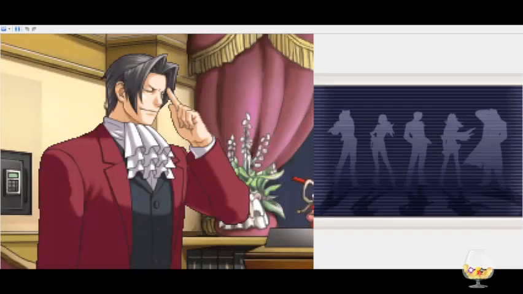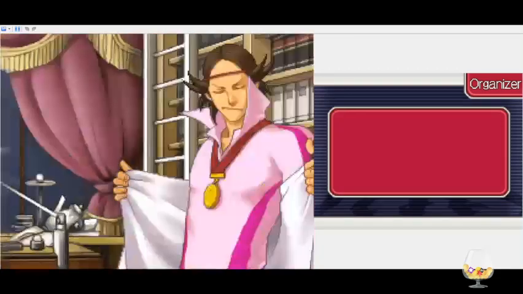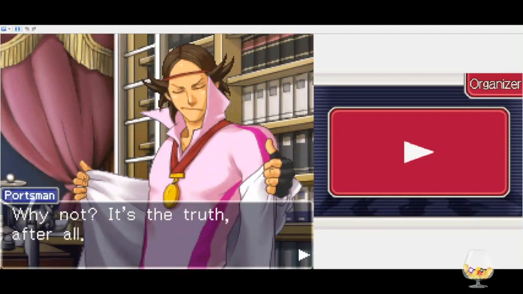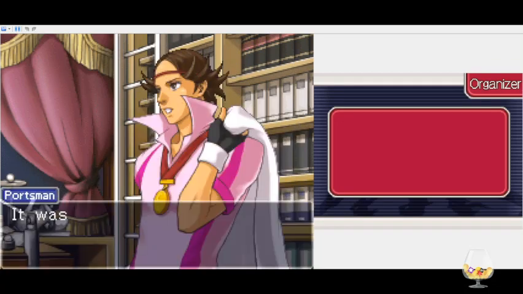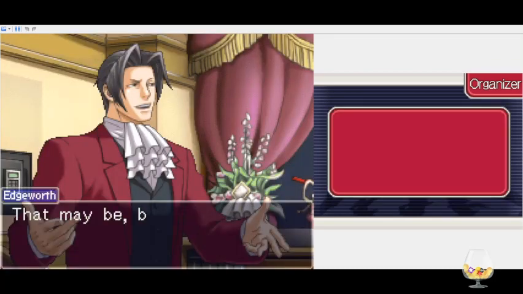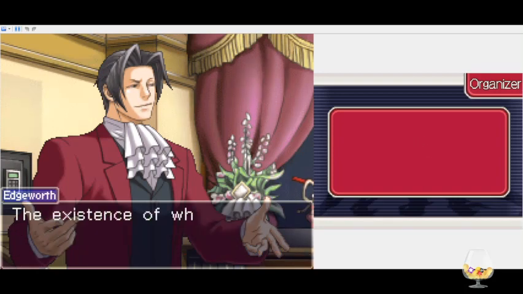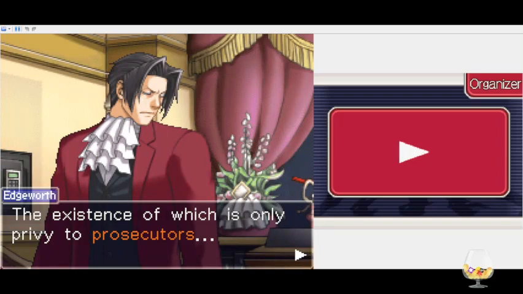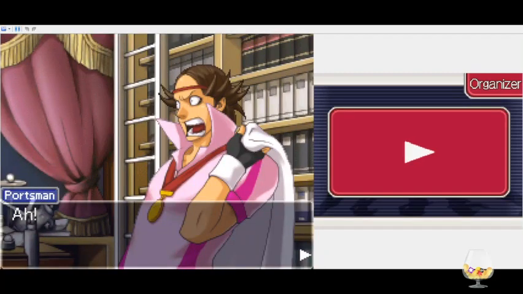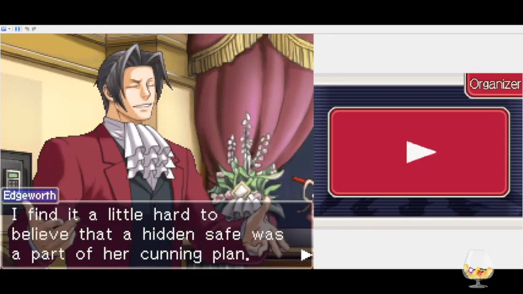Objection! Do you wish to continue insisting that Ms. Bird was set on stealing something? Why not? It's the truth, after all. It was also by your logic that we came to the whole thievery conclusion anyway. That may be, but you must also be aware of the fact that the safe is a secret safe. The existence of which is only privy to prosecutors. I find it a little hard to believe that a hidden safe was a part of her cunning plan.